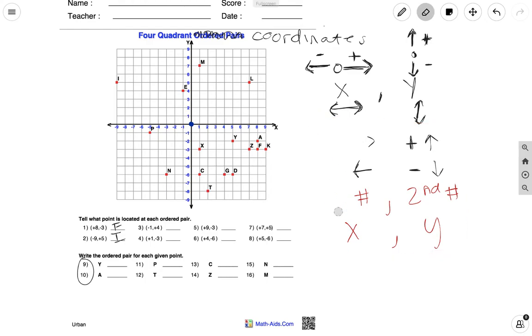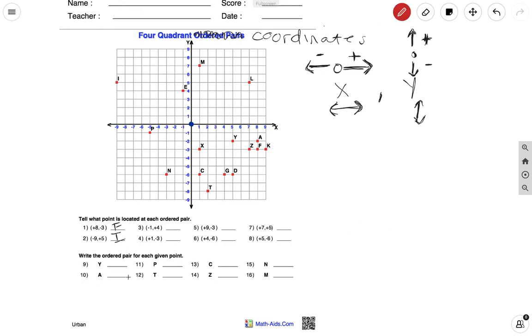Okay, now let's see. Looking at 9 and 10, they are now saying write the ordered pair. Remember, ordered pair can be crossed out, and you could just say write the coordinate, or you can write the point. Write the points for each given point. So what we're going to do is look at the letter Y. We're going to find the Y on our graph. The Y on our graph is right here.